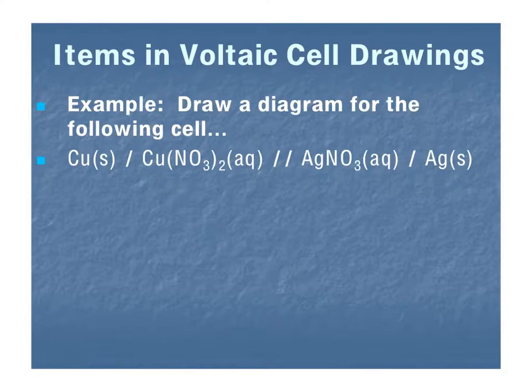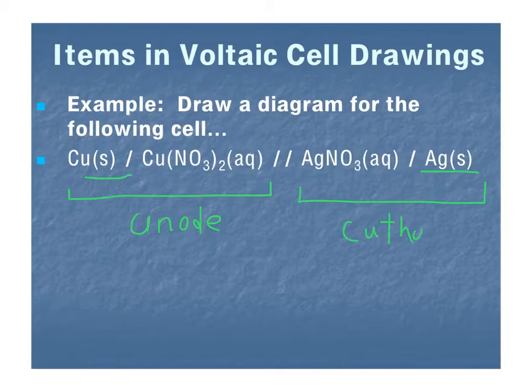Let's look at understanding a cell notation and drawing a cell diagram. In this case, we're going to look at a copper and a silver reaction. Again, everything written on the left of the double line will be our anode. So we know that our copper solid will be oxidized into copper ion. And everything on the right of the double line is our cathode, so we know we will have our silver ions being reduced into silver solid.